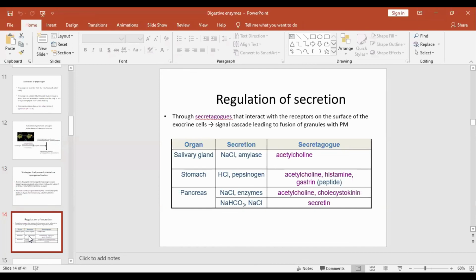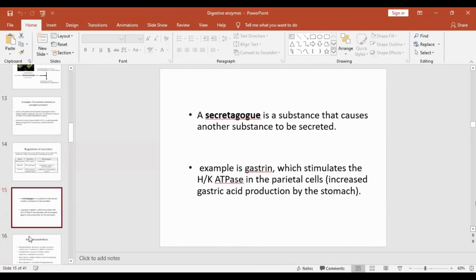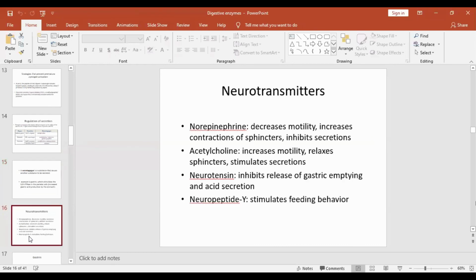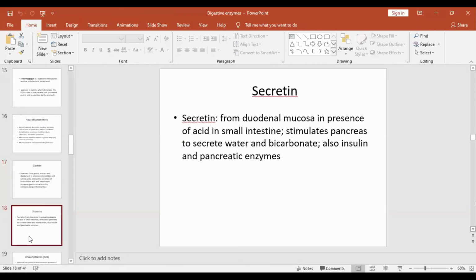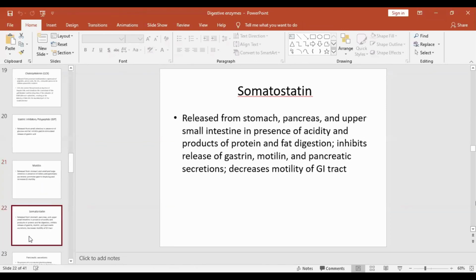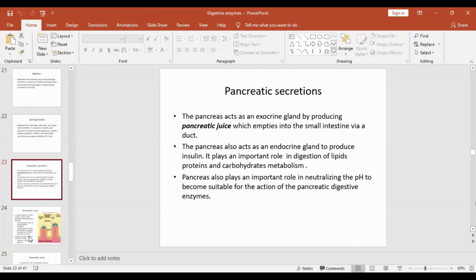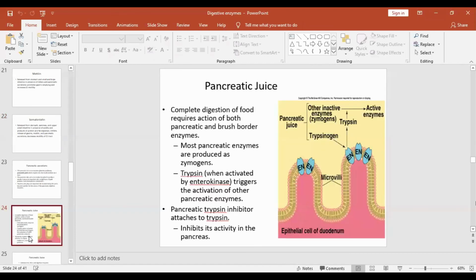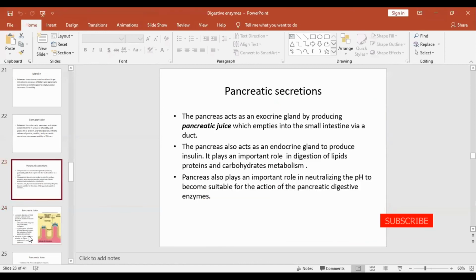For regulation of secretion, there is the secretagogue. It is a substance that causes another substance to be secreted. Generally, neurotransmitters and GI hormones are the secretagogues. We have talked about them individually: gastrin, secretin, cholecystokinin, GIP, motilin, and somatostatin. After that, there are pancreatic secretions, bile secretions, and gastric secretions that help in digestion and absorption in the GI tract, and we will discuss that in the next class.